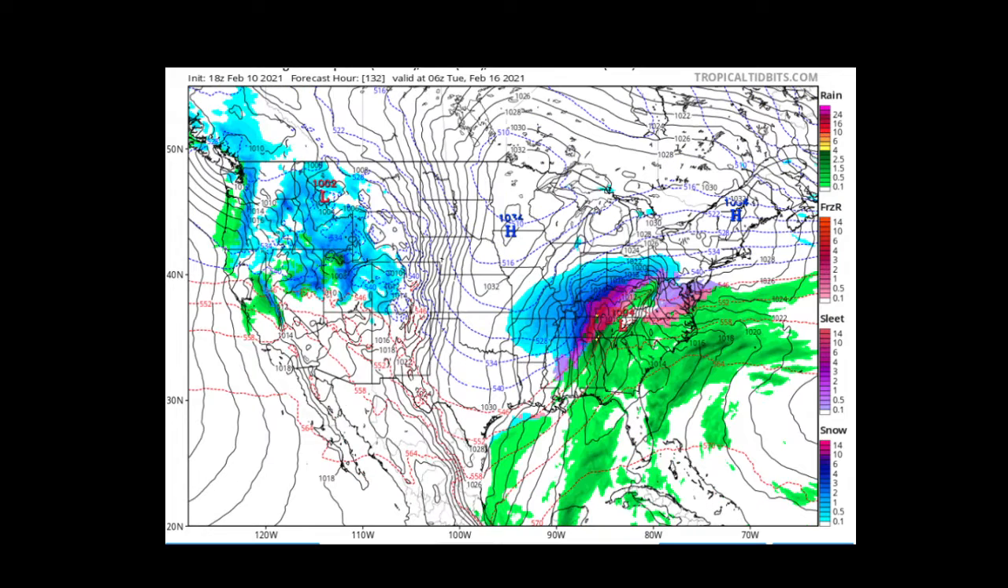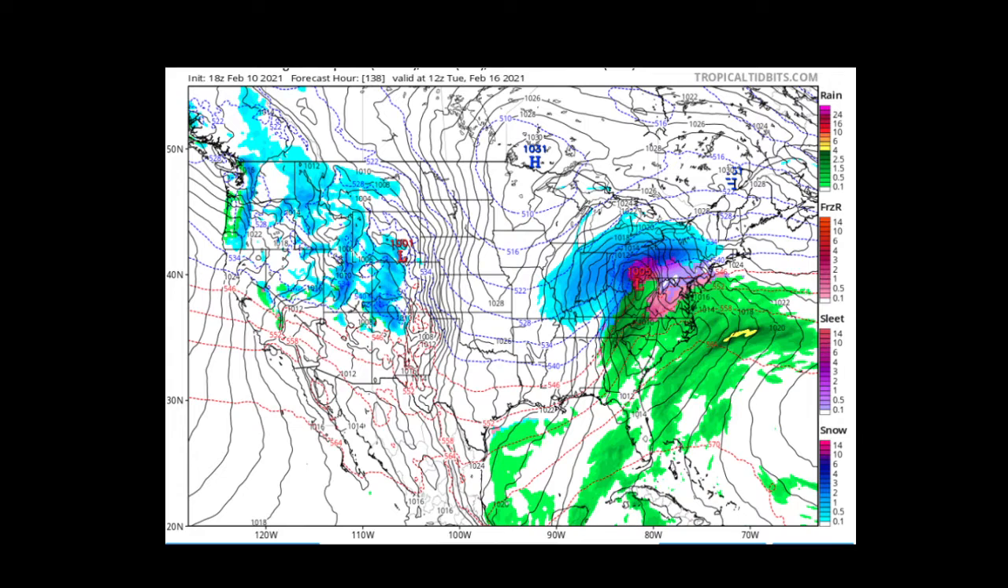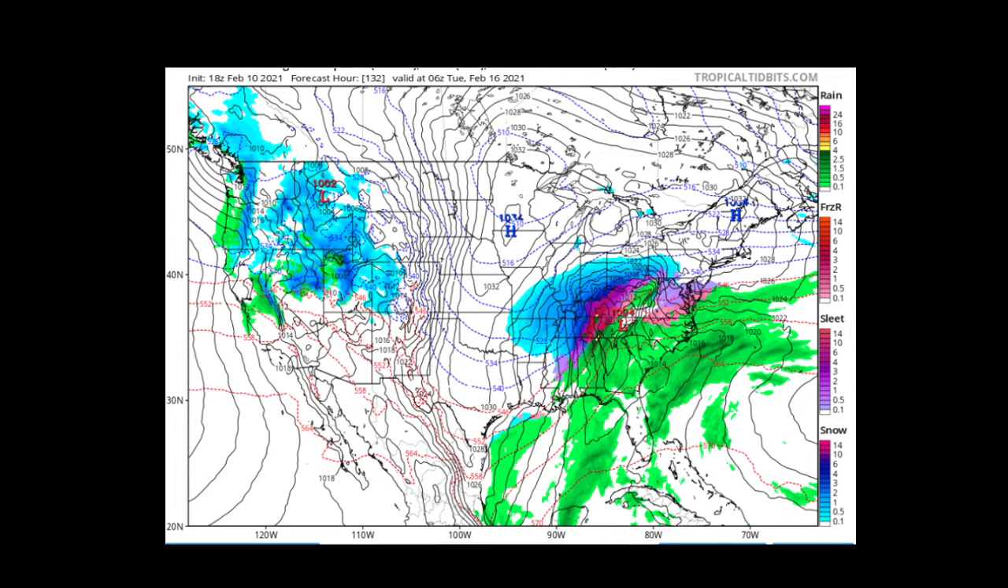Now we got a system that's developed pretty good. So this is out to Tuesday, February 16th. This is 1 o'clock Tuesday morning. Now we got some serious wraparound moisture overriding that high pressure system. If this thing holds true, it's 132 hours out. So we could definitely see some heavy snow, major accumulation in the Ohio Valley region.